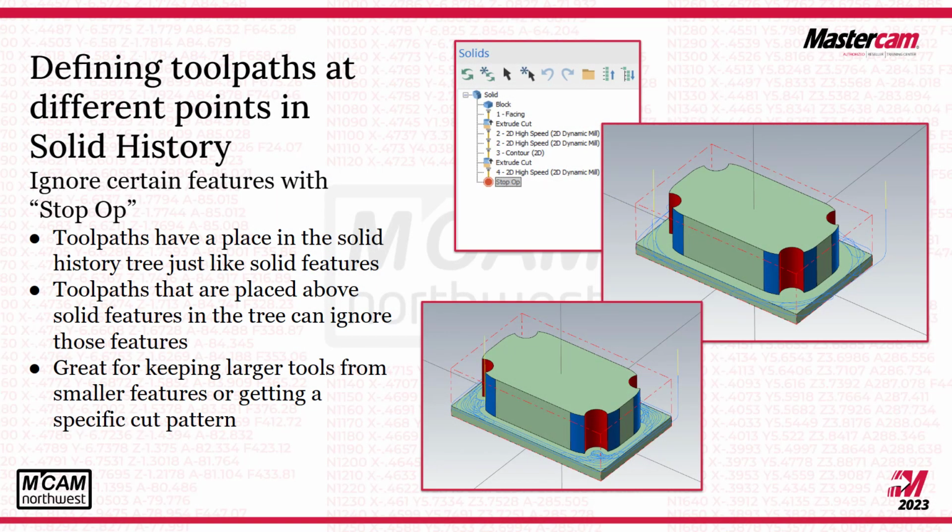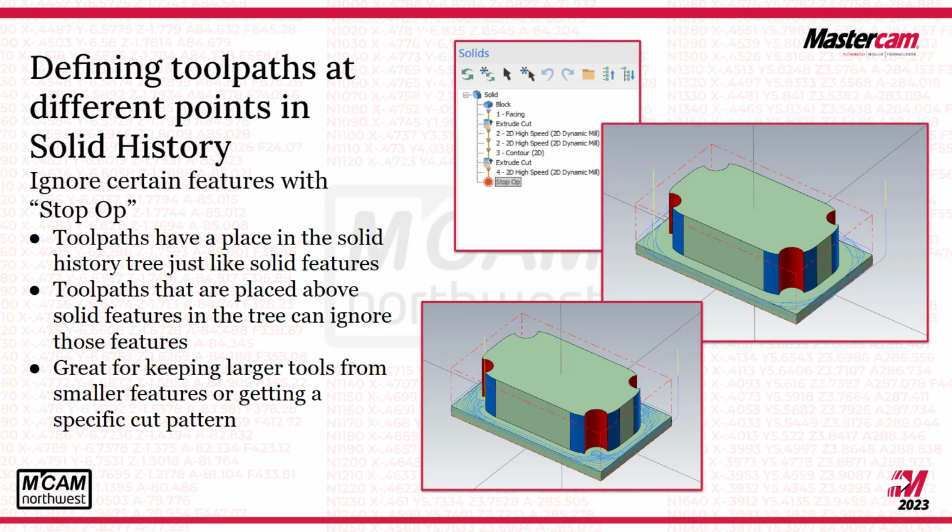All right, so the last thing that I wanted to talk about today was the ability to define your toolpaths at different points within your solid history. If you've been looking at the solid history during this presentation, you might have noticed that there is a stop op button down at the bottom of the solid history. This has to do with where we are inputting our toolpaths relative to the solid history in order. With this tool, what we can do is essentially ignore certain solid features and toolpath around them.